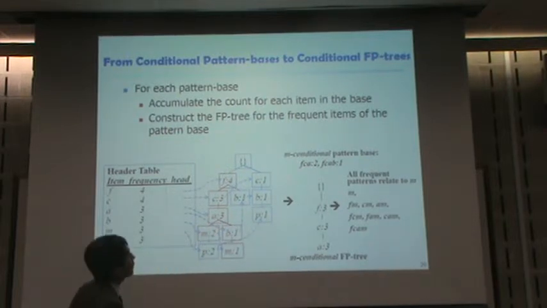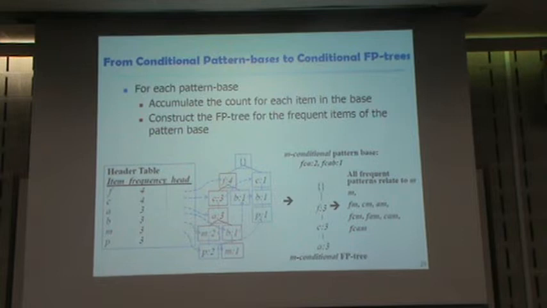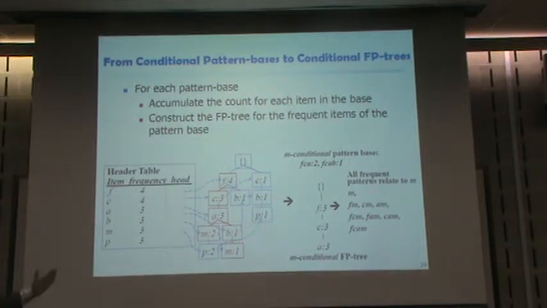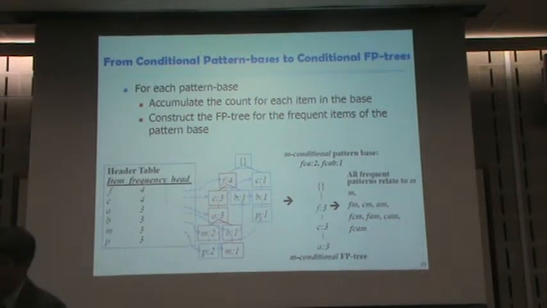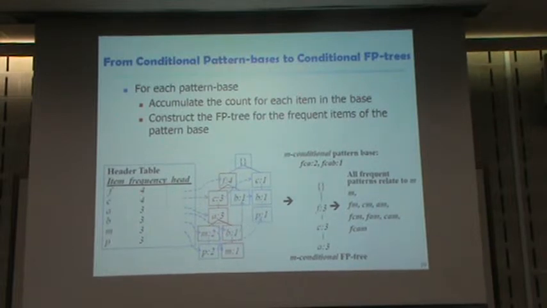FCAB, FCAB. But at this time, if we consider this is the M only for this one, we do not consider this only for this. Okay. So that is the sum of all the frequent patterns that are based on the M condition. Okay.